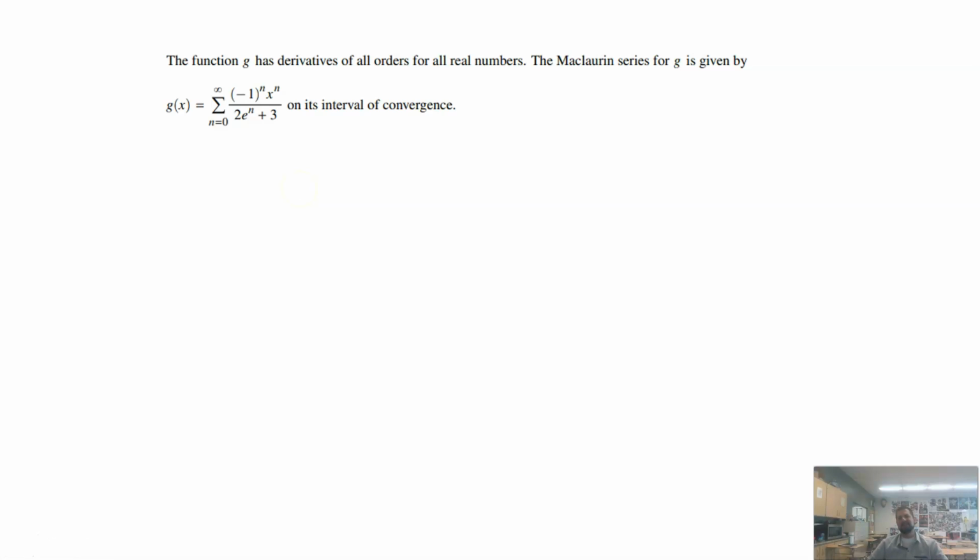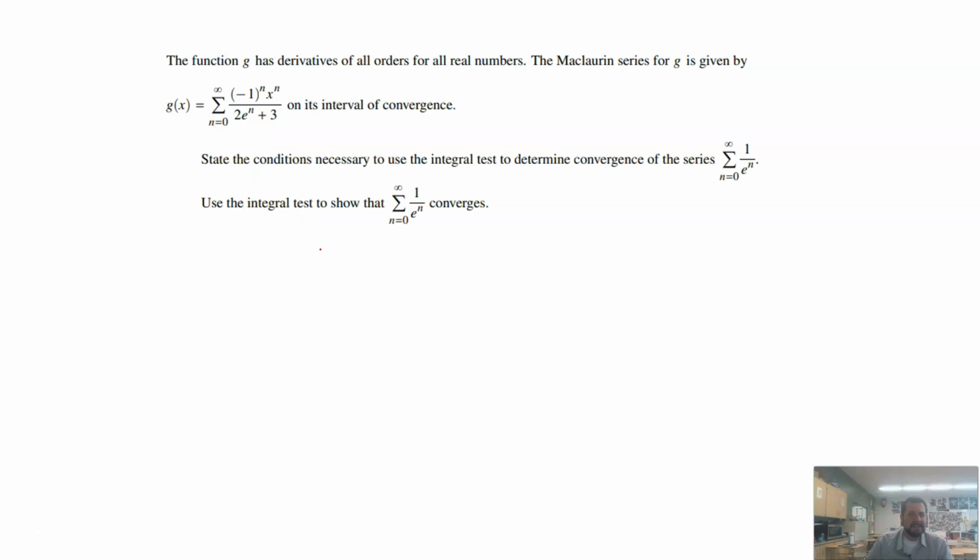The Maclaurin series for g given by g of x is equal to, and then they've got our summation, as well as its general term on its interval of convergence. So we've got our general term right here, which is going to help us a lot in determining a bunch of different things. So the first thing it says is, state the conditions necessary to use the integral test to determine the convergence of this series, which is kind of weird that we're determining that, considering what we got going on here, but we'll come back to it.